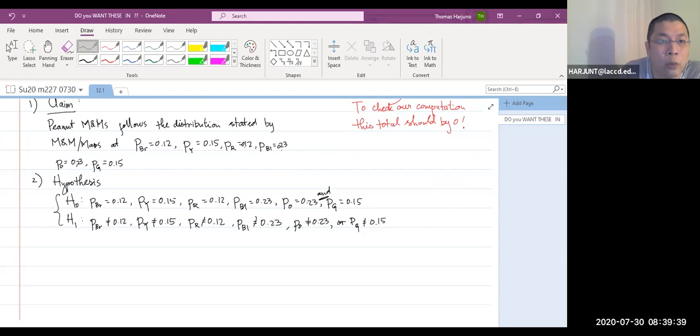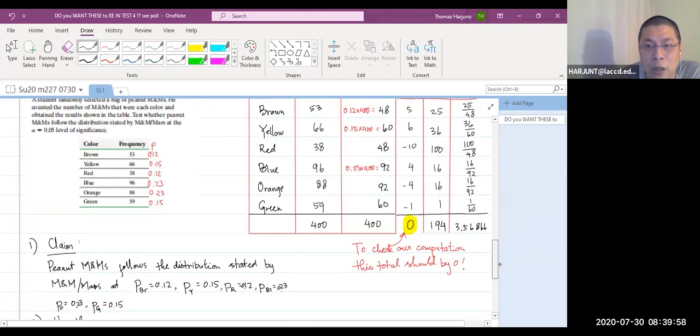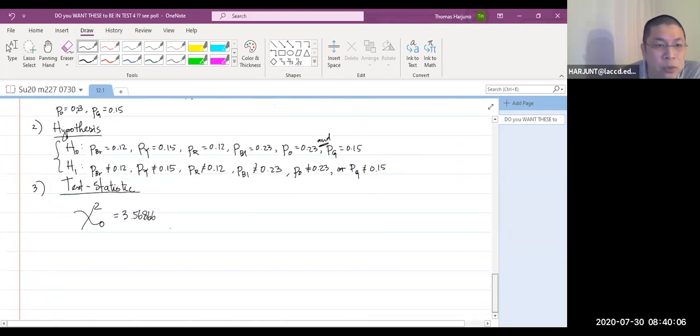Okay. Well, anyway, so our step 3, test statistic. Here, chi-square of that observed will be, as we have done there, 3.56866. That's what we get up there. Okay, and then step 4, p-value.